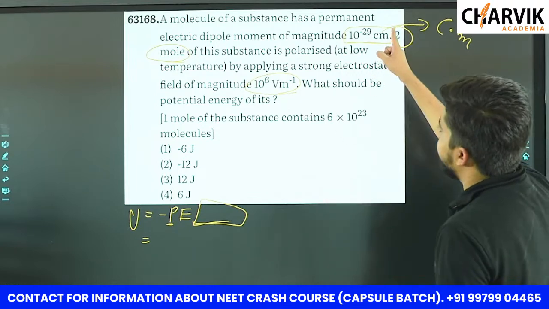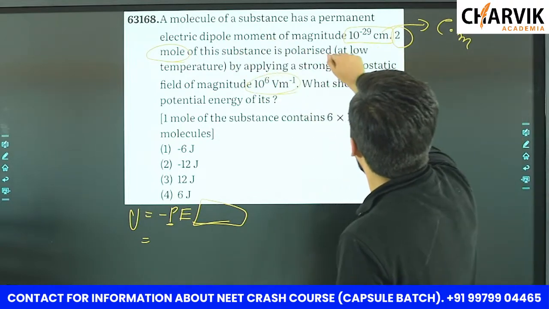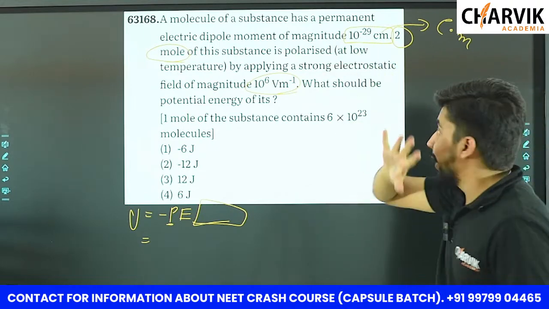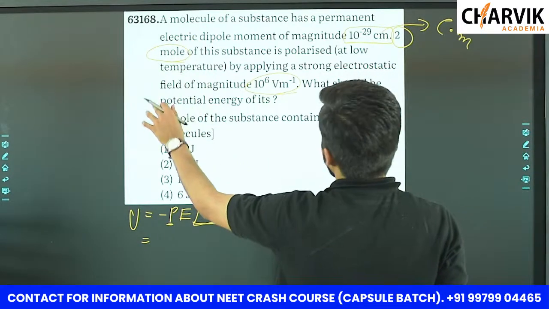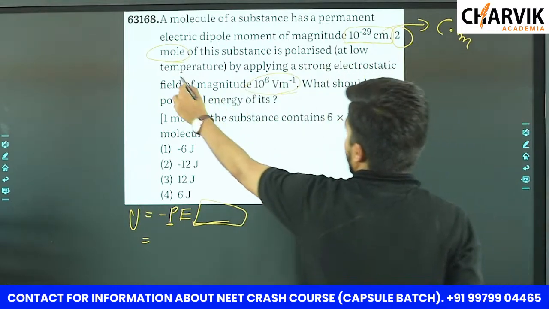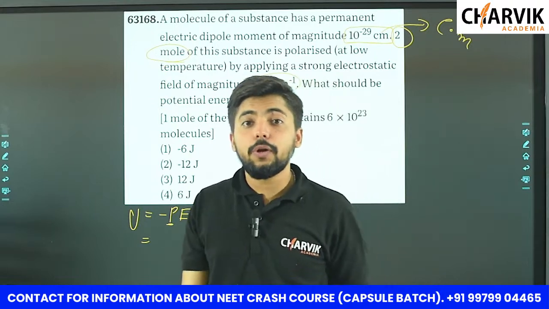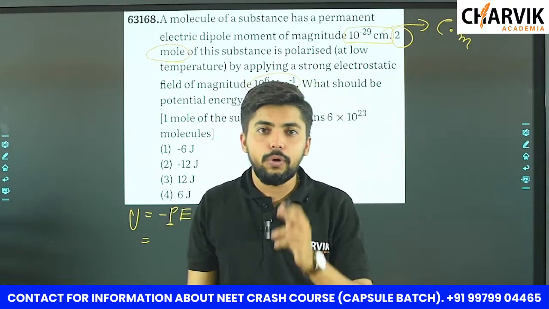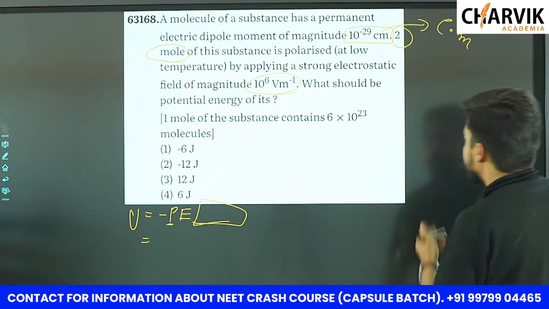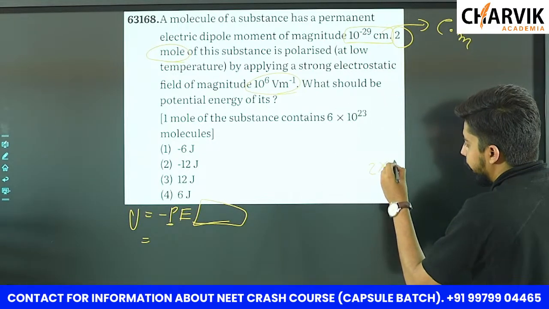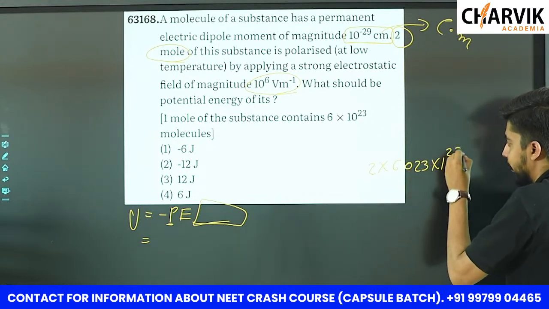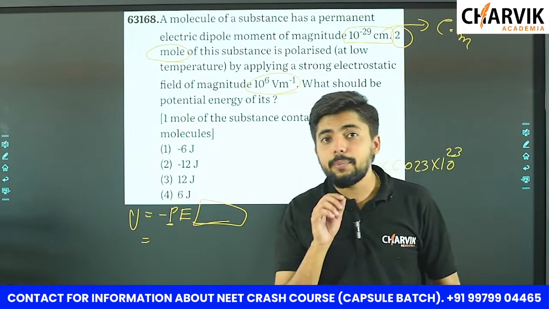So let us say they are saying that the electric dipole moment of one atom or one molecule is 10 raised to minus 29, and they have taken 2 mole of this substance. Where is the 2 mole? Yes, here it is, 2 mole of the substance. So what is the number of atoms in 1 mole? 6.023 into 10 raised to 23. And they have taken it twice because it is 2 mole. So the number of atoms will be 2 into 6.023 into 10 raised to 23. This is the amount of atoms we have taken.